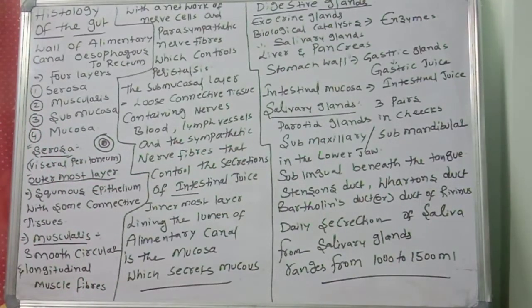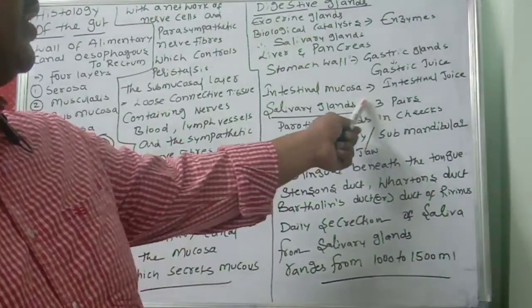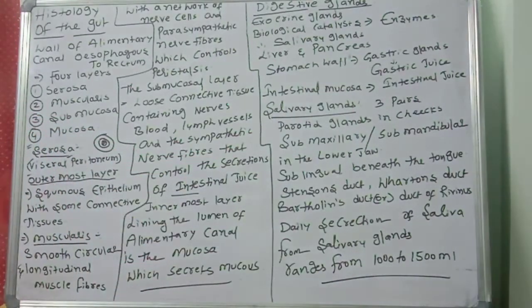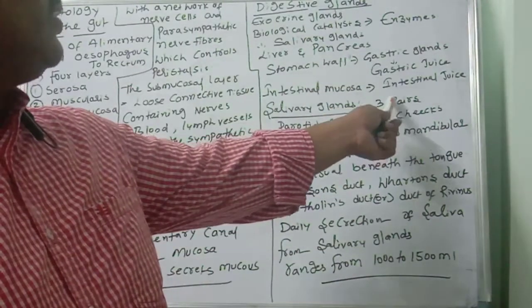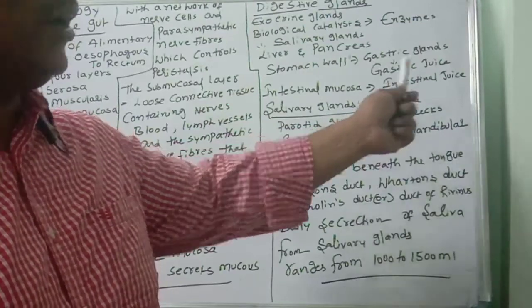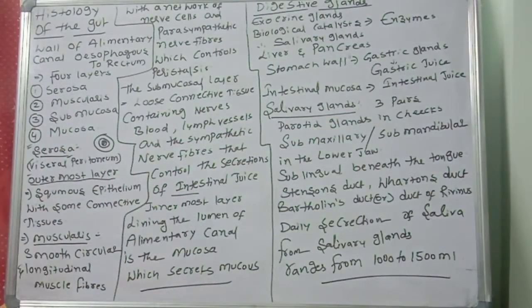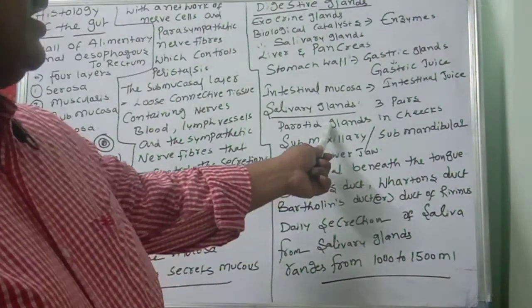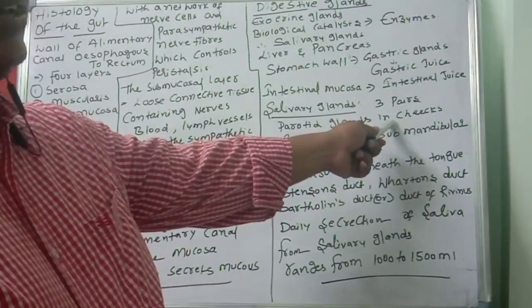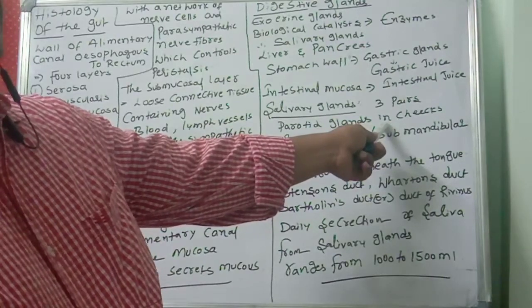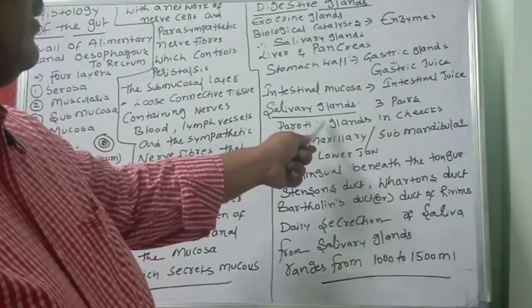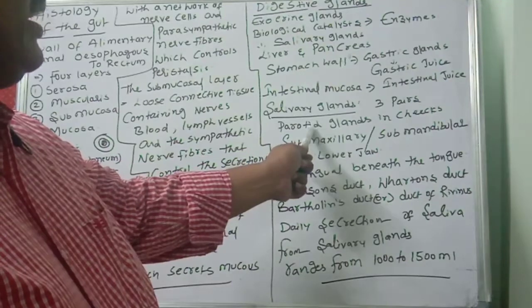Salivary glands. There are three pairs of salivary glands. What are the three pairs? Sublingual, submaxillary, and parotid. Pairs, not a single one. Number one is the parotid glands. In which region? In the cheeks, below the ear. The parotid is the longest salivary gland.